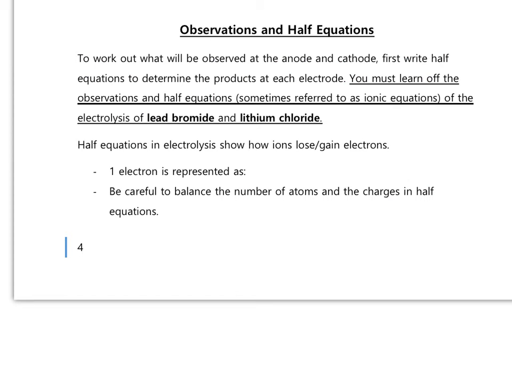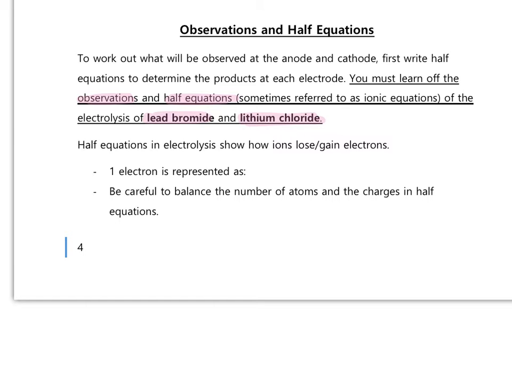So now we're going to move on and look at a couple of specific examples. The two specific examples that you need to know from your specification are the electrolysis of lead bromide and the electrolysis of lithium chloride. For each of these ionic compounds, you need to be able to write half equations, sometimes referred to as ionic equations, but they're really half equations for the reaction happening at the anode and for the reaction happening at the cathode in each example. And you need to know the observations. So observations and half equations for the electrolysis of lead bromide and lithium chloride.